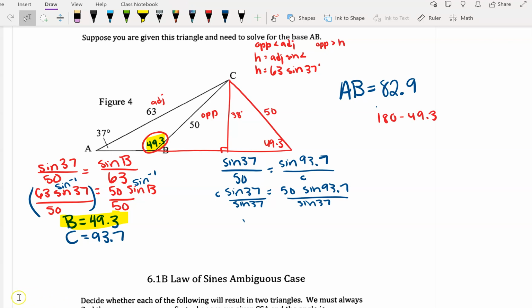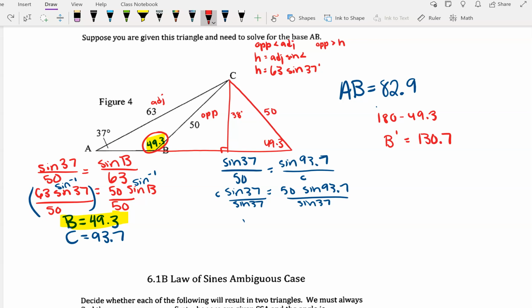And that will be the actual angle B that we want. So the B that we want to use, which is technically our B prime here, is 130.7. And that's what we're going to use to now find this actual smaller AB over here. Once we have B prime, we can find C prime by subtracting from 180.